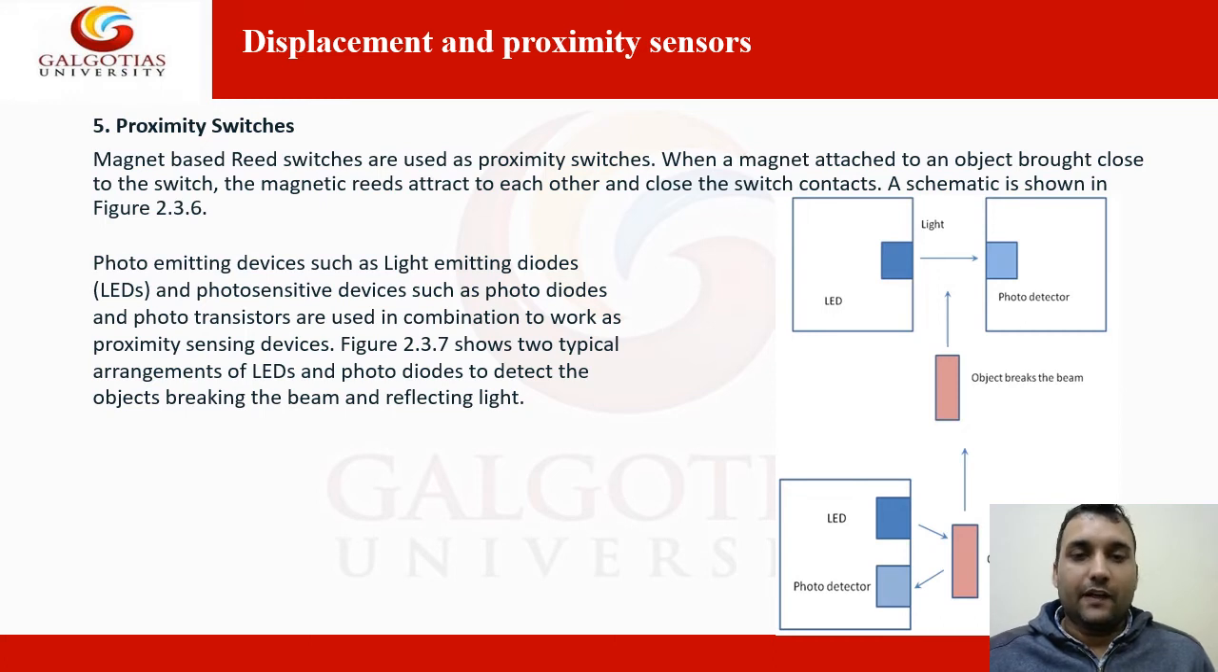Light emitting devices such as light emitting diodes and photosensitive devices such as photodiodes and phototransistors are used in combination to work as a proximity sensing device. This shows two typical arrangements of LEDs and photodiodes to detect an object breaking the beam and reflecting light.